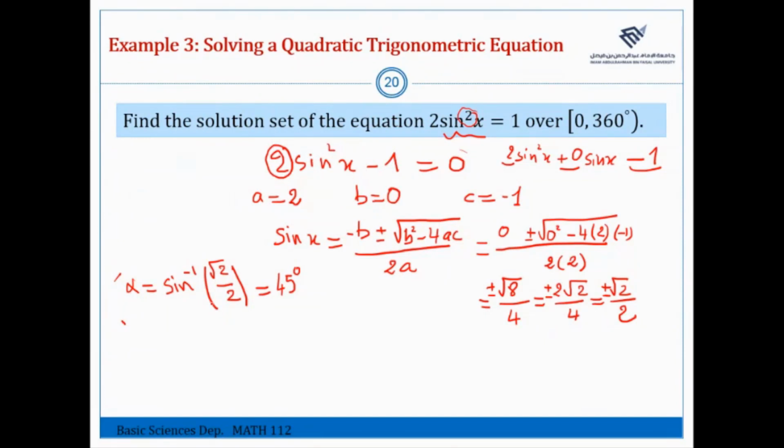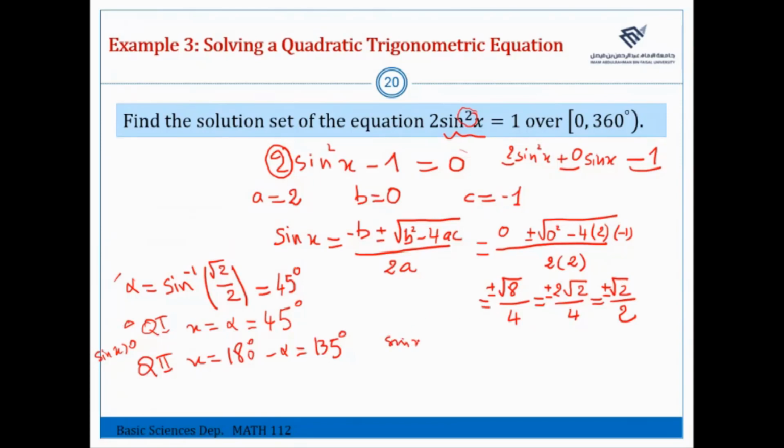So in quadrant 1, x is alpha, which is 45. In quadrant 2, x is 180 minus alpha, so it is 135. This is for sine positive, meaning square root of 2 over 2.